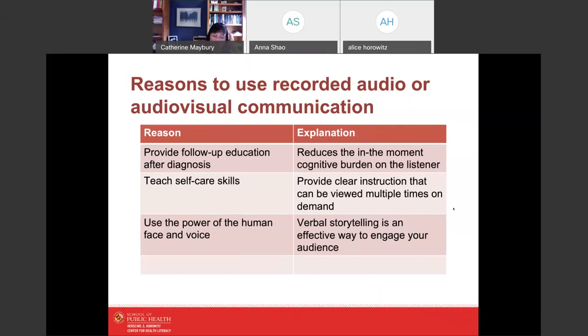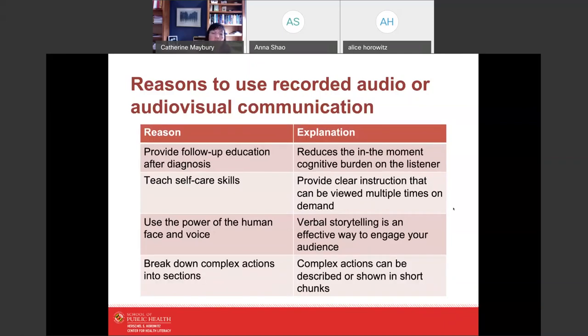For example, we often see commercials with celebrities who've been diagnosed with diabetes, and they tell us to get checked for diabetes. So if a person relates to a celebrity, they may become more engaged and go get tested. And finally, we can use videos to break down complex actions into smaller steps. And when we do this, it helps people remember and retain the information.